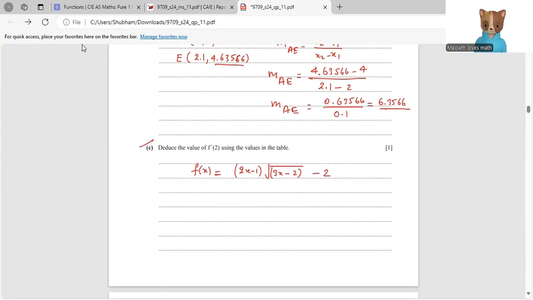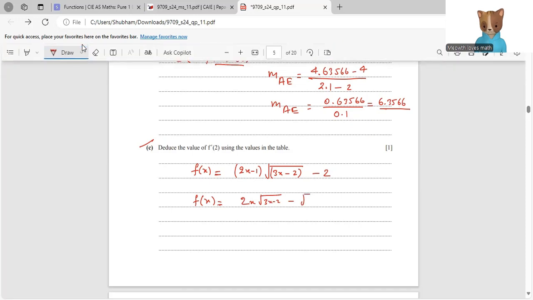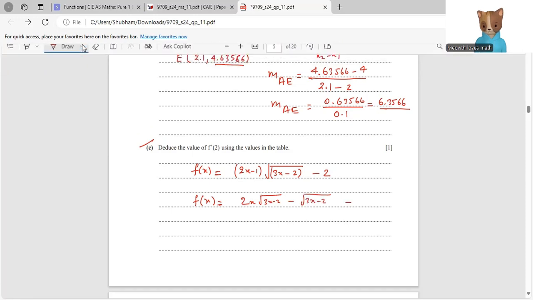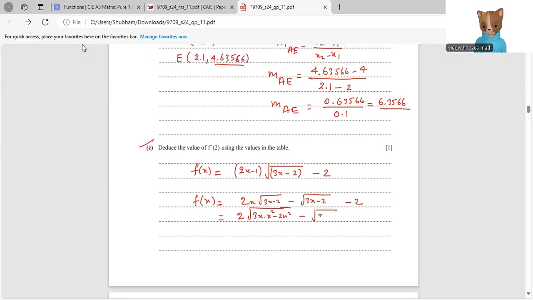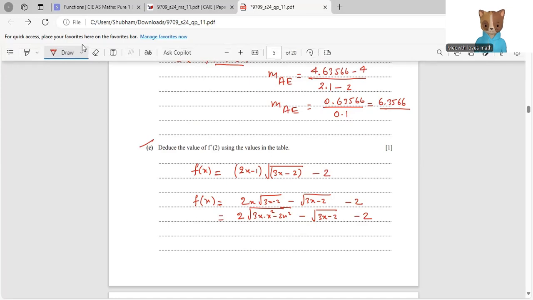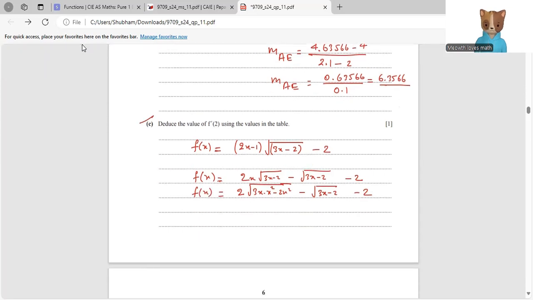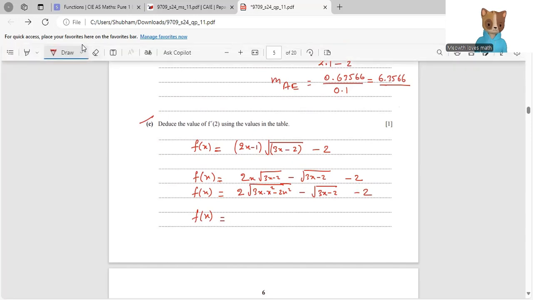Now, if you open this, you'll basically get 2x under root (3x minus 2) minus under root (3x minus 2) minus 2, right? And then you take 2 outside and take this x inside, so it will become square. So 3x multiplied by x squared minus 2x squared minus under root (3x minus 2) minus 2, and that's your f of x. I'm not using a calculator. That's the reason I'm doing it manually. Otherwise, you have to use your calculator.